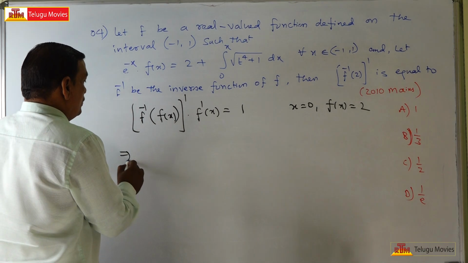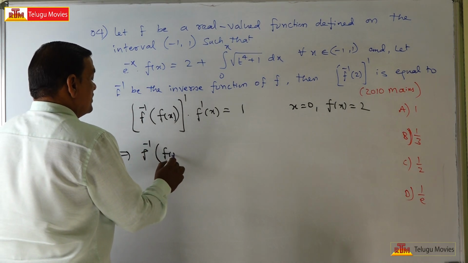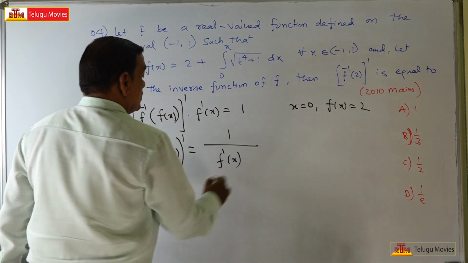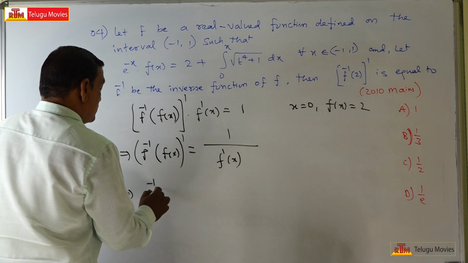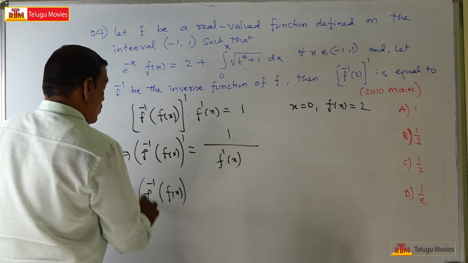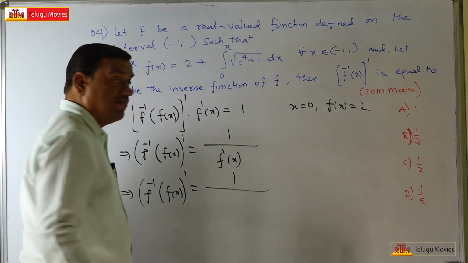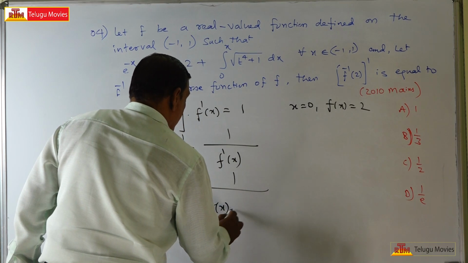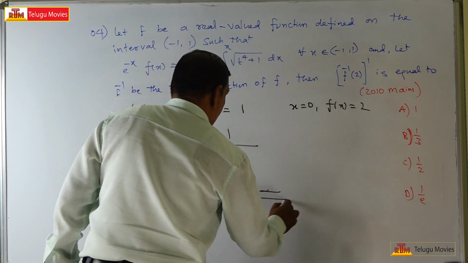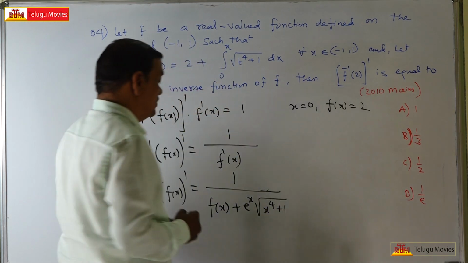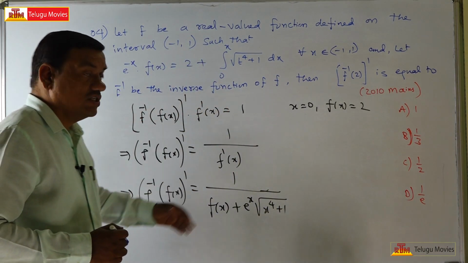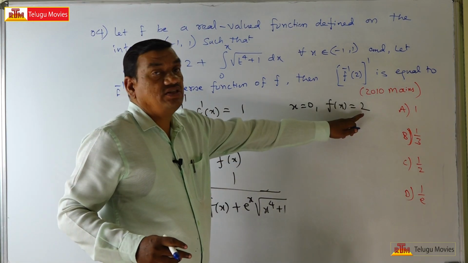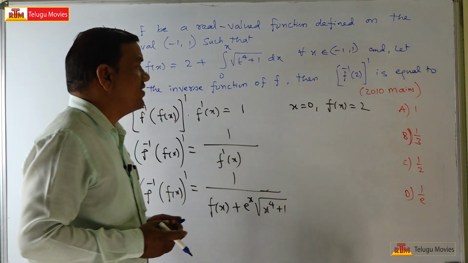So this is equal to f inverse of f of x whole dash is equal to 1 by f dash of x. So this implies f inverse of f of x whole dash is equal to 1 by f dash of x value, which we already got. So the f dash of x value we got is f of x plus e power x into under square root of x power 4 plus 1. This is the value we got for f dash of x. So, when x is equal to 0, f of x value is equal to how much? 2. So wherever f of x is there, substitute 2.